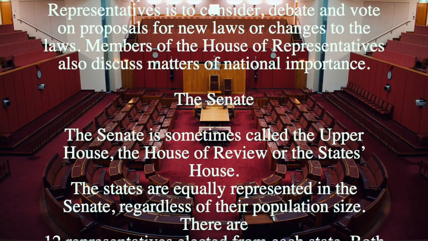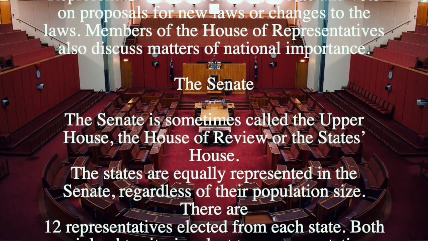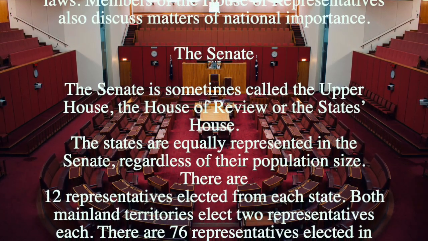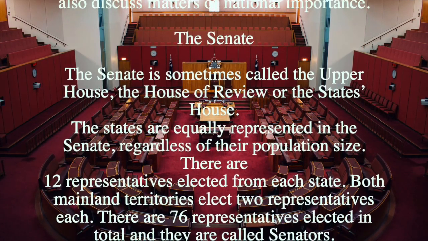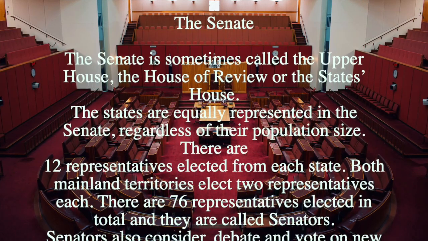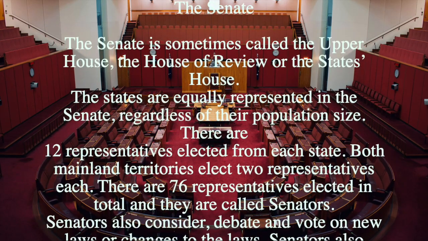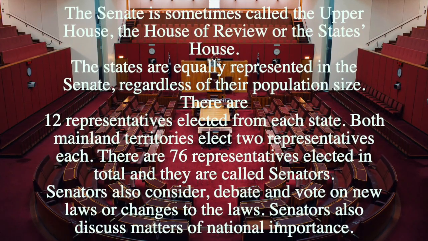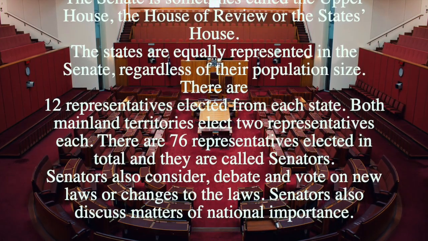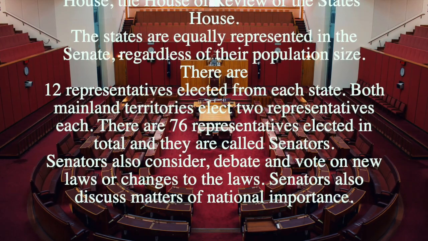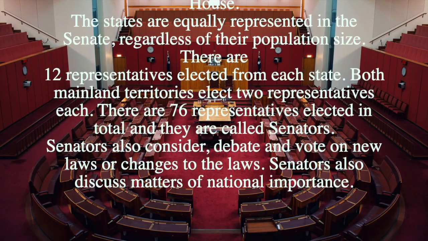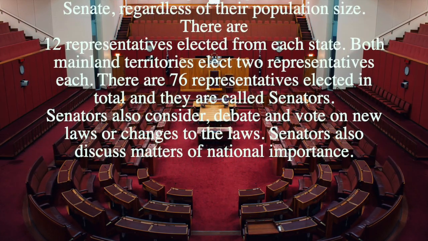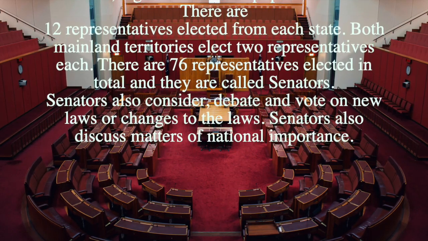So who is the Senate? The Senate is sometimes called the upper house, the House of Review, or the State House. Remember those three terms that can be questionable in the citizenship exam. The states are equally represented in the Senate regardless of their population size. There are 12 representatives elected from each state. Both mainland territories elect 2 representatives each. There are 76 representatives elected in total, and they are called senators.